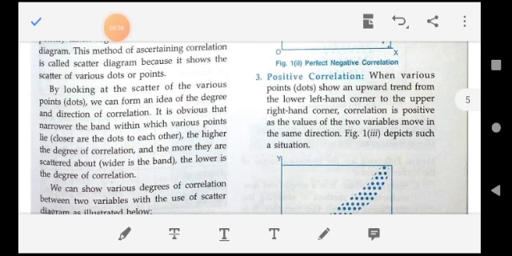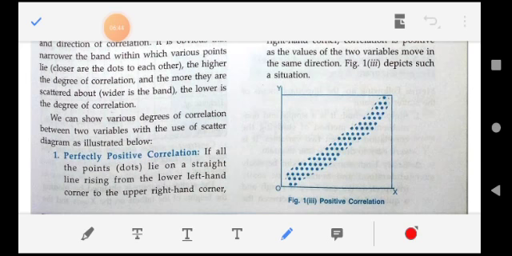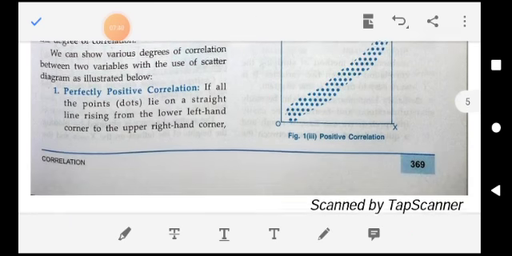Third one is positive correlation. Here the dots are close to the line, not on the line but close to it. In perfect positive correlation, the data dots were on a straight line. Here the dots are not on the line, but they are moving from left to right in the positive direction. One variable is increasing, and the other variable is also increasing. But the dots are not on a straight line, so though it is positive, it is not perfect positive. This is the third.